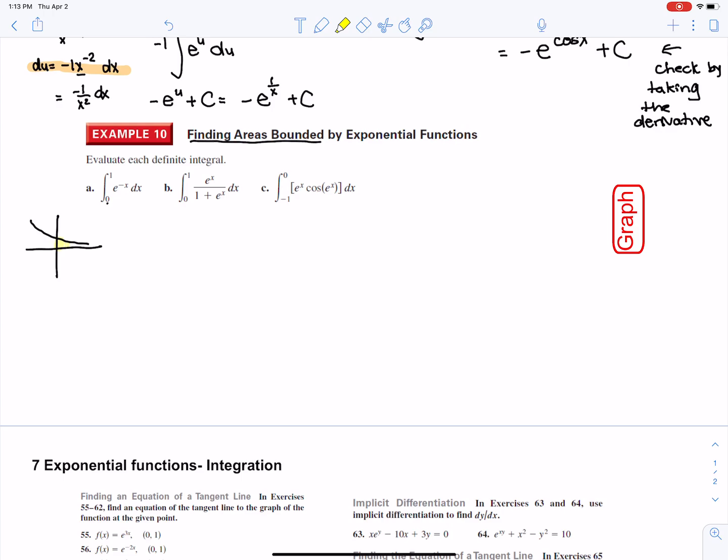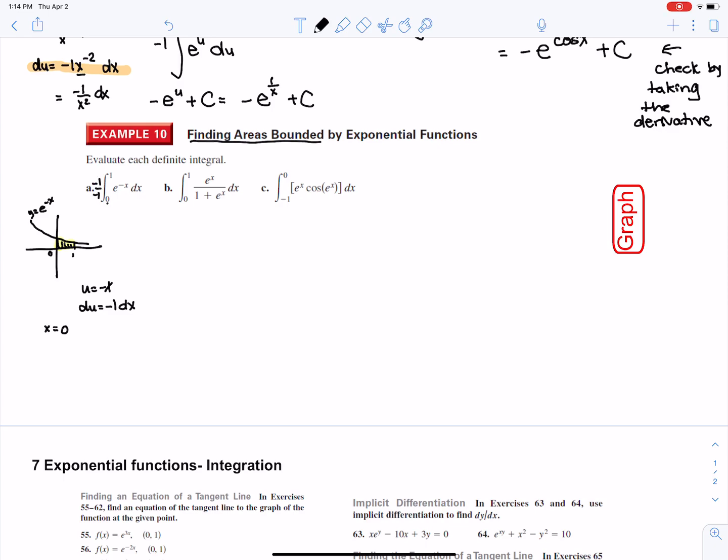From 0 to 1, let's just say 0 to 1 is right there. So there's 0, there's 1. It represents this area under the curve. And this function is y equals e to the minus x. So again, here, my u would be minus x. The derivative would be minus 1 dx. I'm missing the minus 1, so I introduce it.